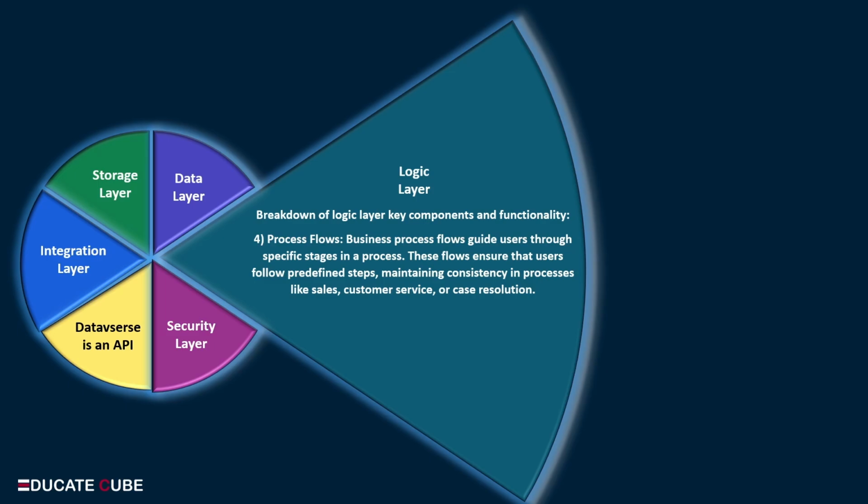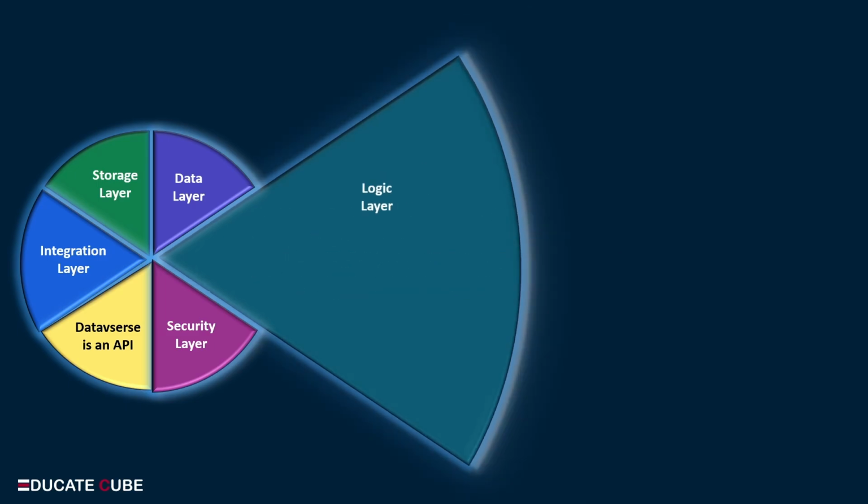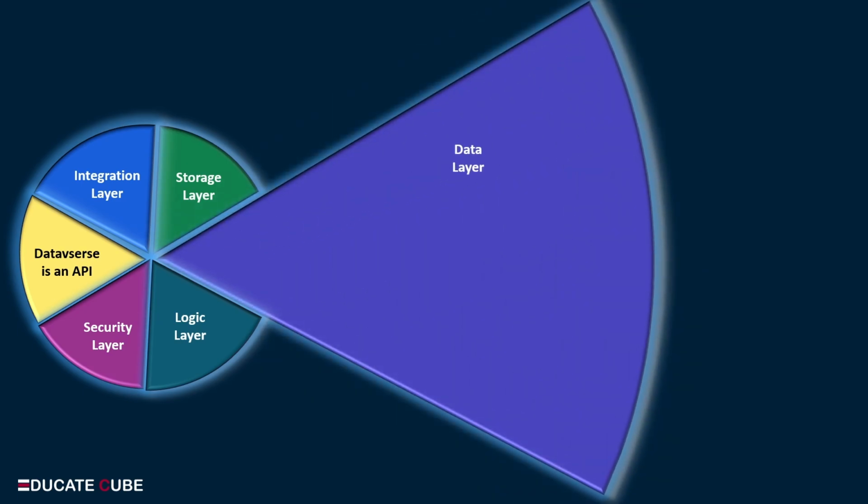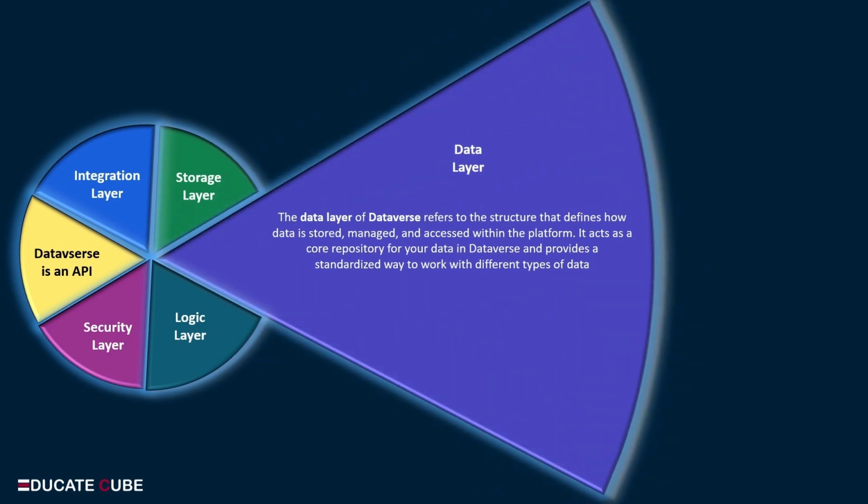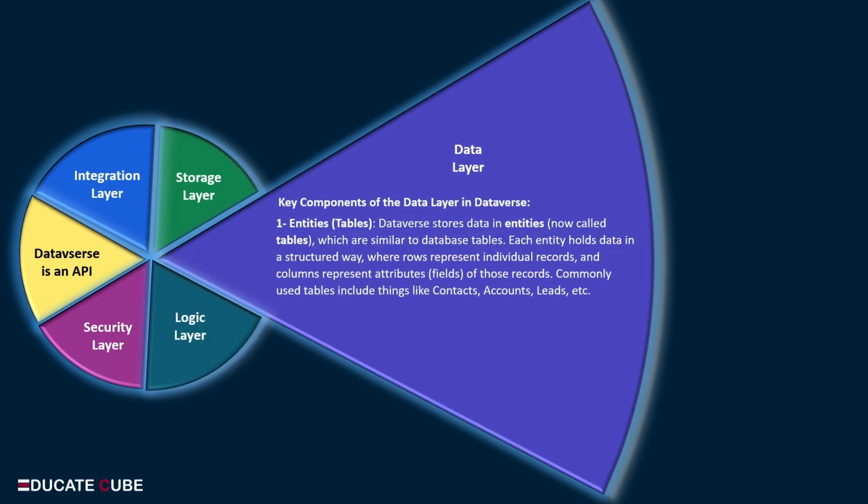Okay, so fourth is the data layer of Dataverse in Power Apps. The data layer of Dataverse, part of the Microsoft Power Platform, refers to the structure that defines how data is stored, managed, and accessed within the platform. It acts as a repository for your data in Dataverse and provides a standardized way to work with different types of data. Let's break down the key components of the data layer in Dataverse.